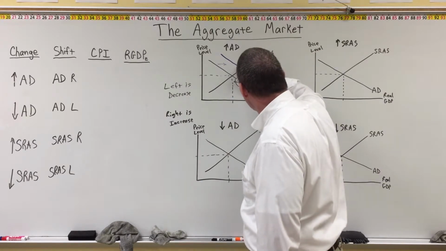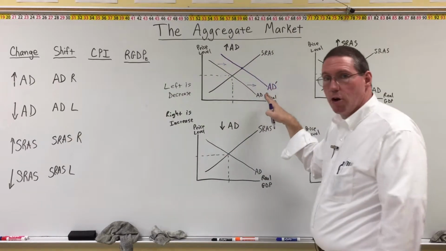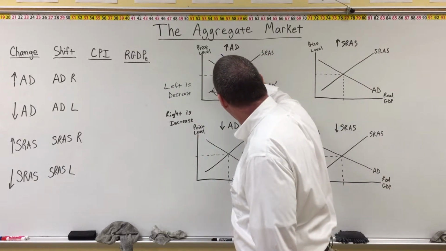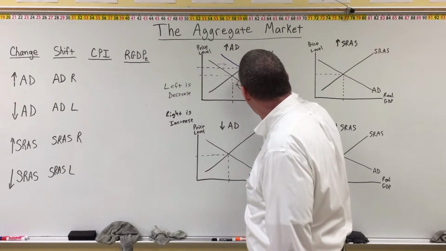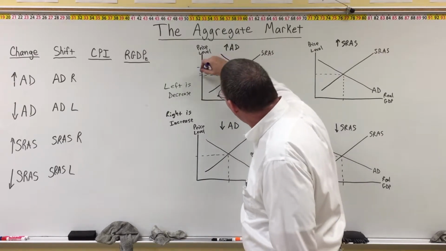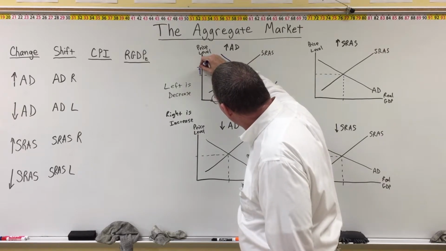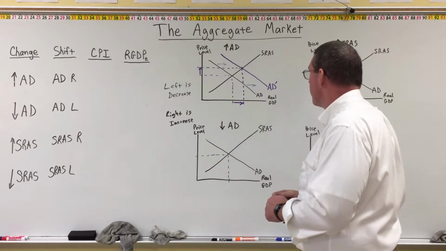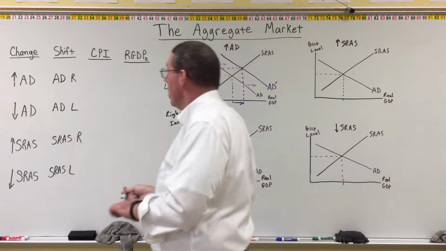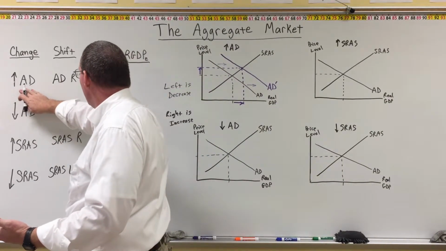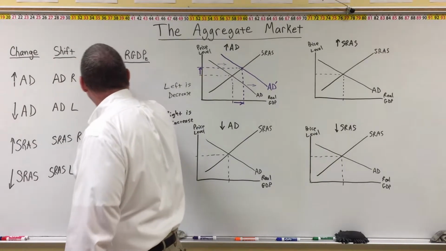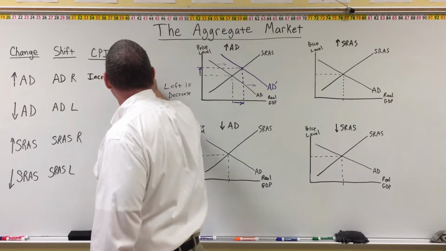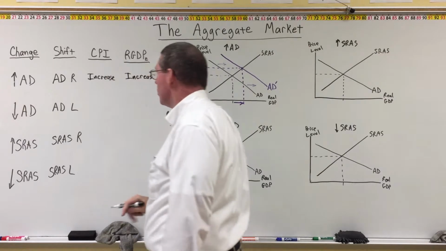And then I'm going to go to the new intersection point where the new aggregate demand curve meets the short-run aggregate supply curve. And I'm going to put some dashed lines over to price level and a dashed line down to real GDP. And as you can see here, what happened was the CPI increased and equilibrium real GDP also increased. And so when we have an increase in aggregate demand in the economy, it will result in an increase in CPI, and it'll also result in an increase in equilibrium real GDP.